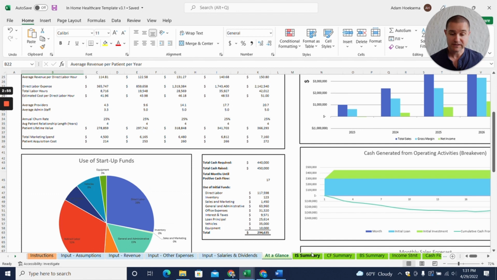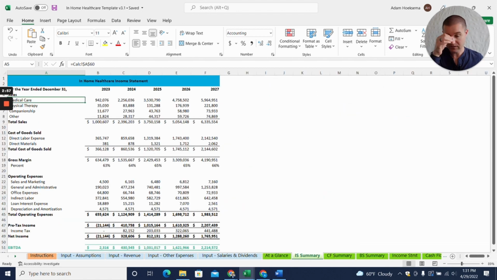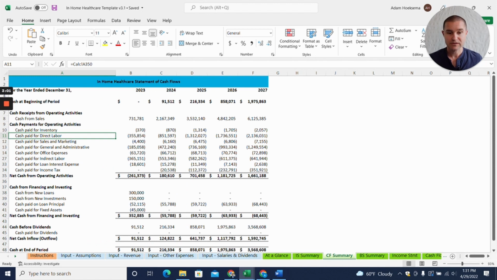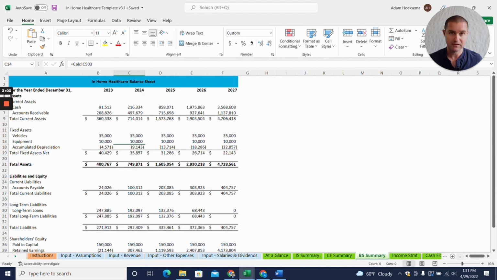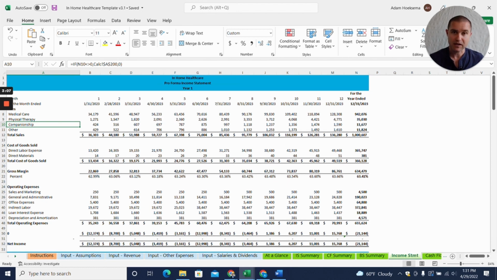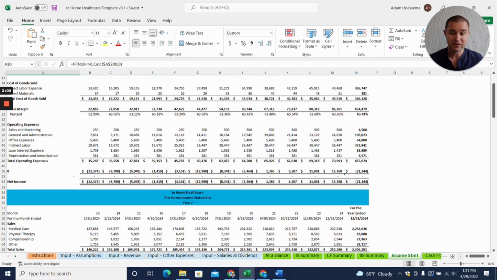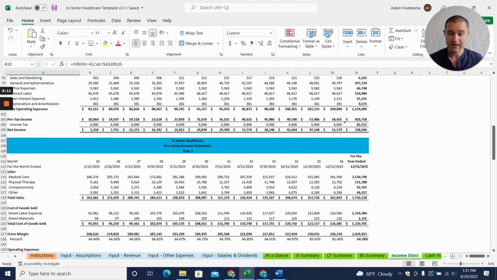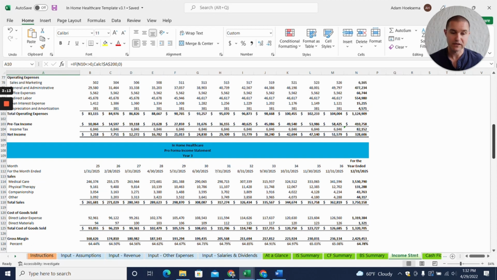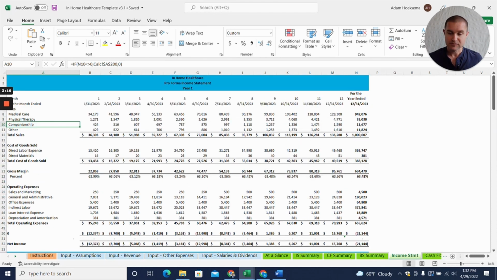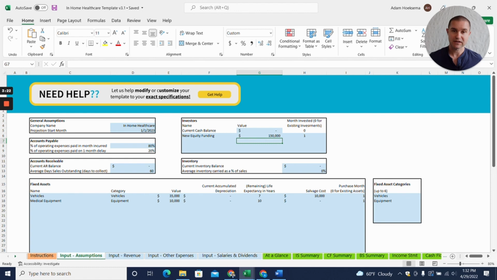You're also going to get a 5-year income statement summary, a 5-year cash flow statement summary, and a 5-year balance sheet summary. And you'll also get those 3 reports, the income statement, cash flow, and balance sheet for all 5 years by month, so you'll be able to get that monthly detail as well if you need it. So this is kind of the end result. In order to get there, we have a little bit of work to do to fill out some assumptions, and I'm going to show you how to do that now.